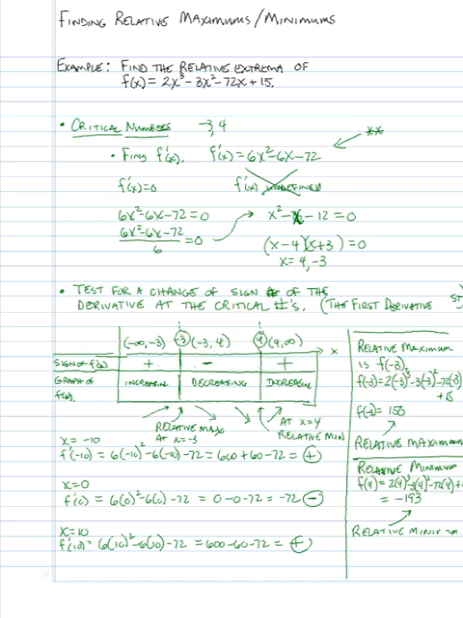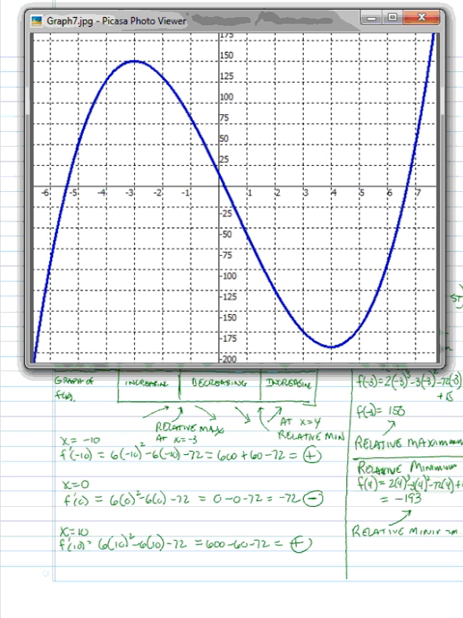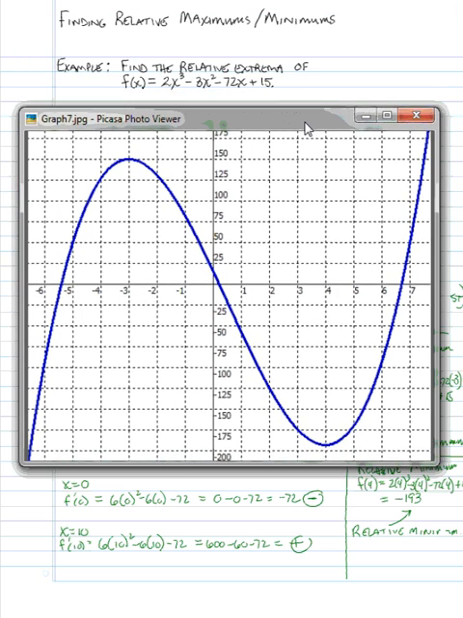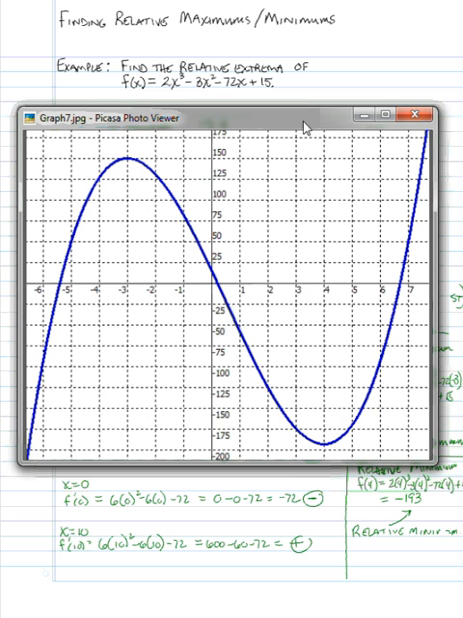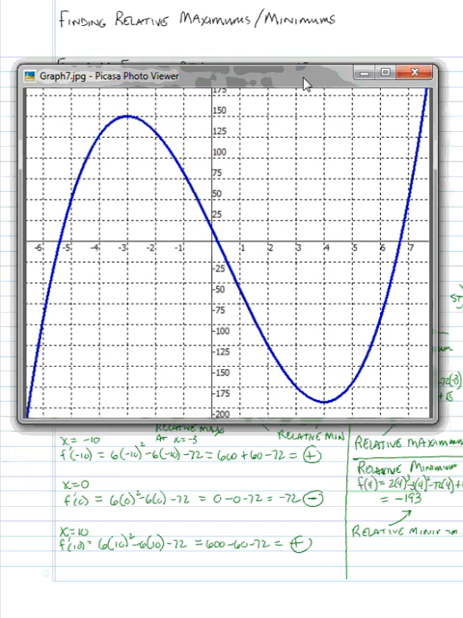Okay, now, I think what I'm going to do next is get up a graph of this function, so we can see what we've just accomplished, because I think that will be very useful to us in the big picture of things here. Here you can see the graph of the function. Remind you of what that is. It's f of x equal 2x cubed minus 3x squared minus 72x plus 15.